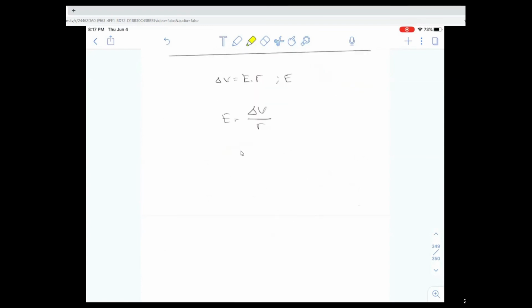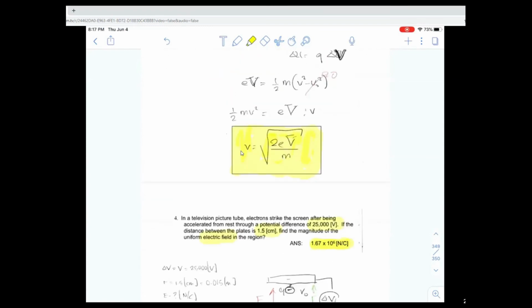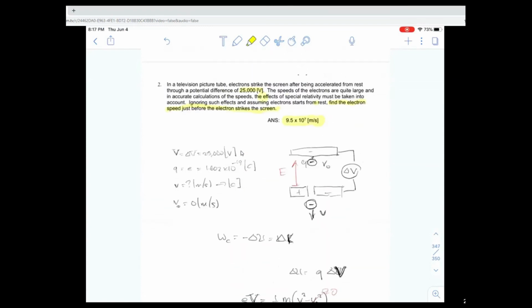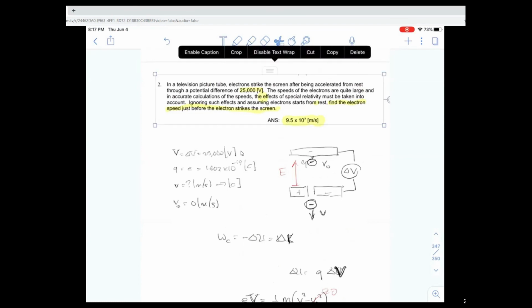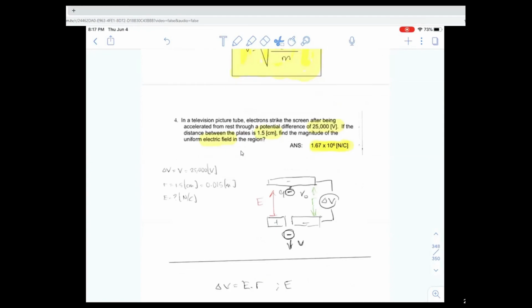So let's go back and redo problem number 2 by using the kinematics equation. I'm just curious if you get the same answer.